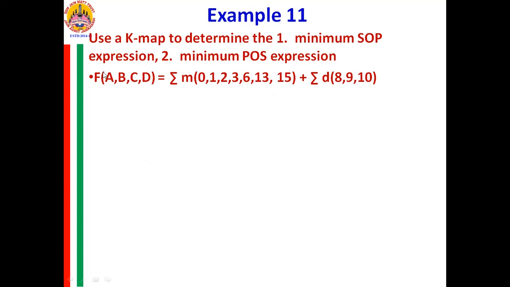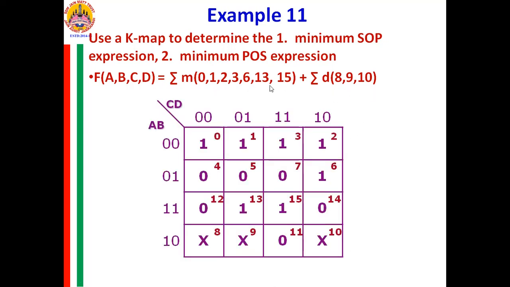So for example, consider this function where it evaluates to 1 for the sum of minterms 0, 1, 2, 3, 6, 13, 15 and the don't cares 8, 9, 10. Let us enter it in the K-map. So for 0, 1, 2, 3, 6, 13, 15, I am entering 1, and 8, 9, 10 as don't care, that is cross, and the remaining terms are 0.